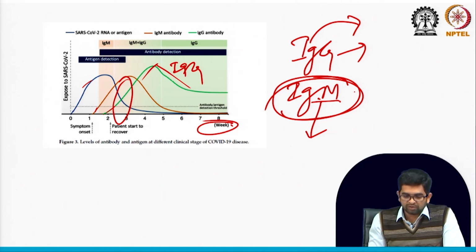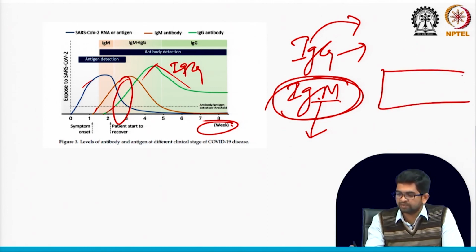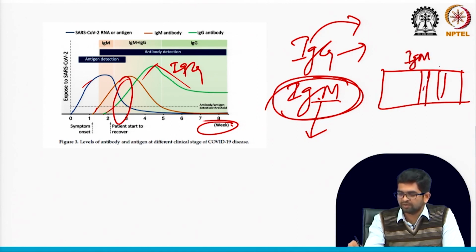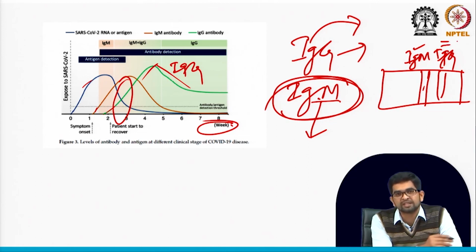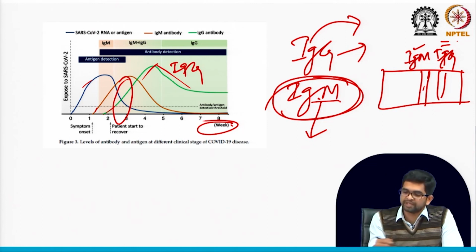Okay, so we can make a strip for COVID detection, maybe one for IgM and one for IgG. Then if we get IgM at the very beginning and no IgG, we can think it is an early infection. If we get IgM and IgG both, then it is midway, and if we get IgG and no IgM, it is a late infection.